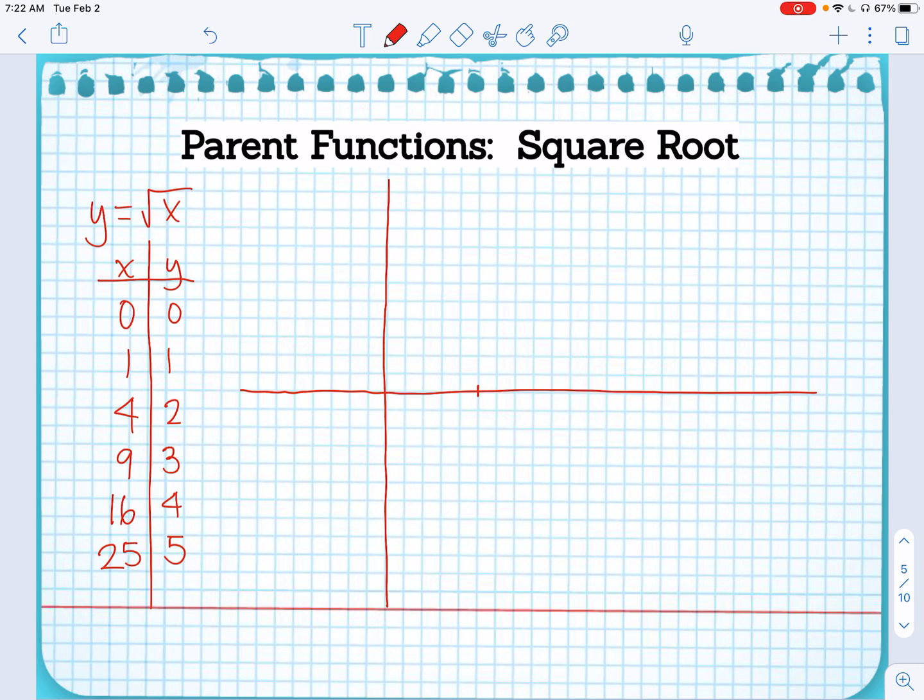So I'm just going to make tick marks at every interval of 5 for more simple graphing. You don't have to do this. It's just a strategy that I tend to use. And then I know 0 has an output of 0, 1 has an output of 1, 4 has an output of 2, 9 has an output of 3, way over here 16 has an output of 4.